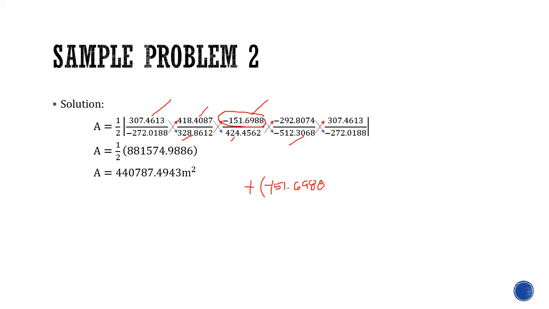151.6988 times negative 512.3068. Ganun mangyari. Plus pa rin kasi southeast yung direction ng pag-multiply mo. Okay lang. Plus pa rin. Okay, pero isasama mo yung negative sign. Okay, ganun. Yan, medyo mahaba kasi siya if ipapakita pa natin yung mahabang pinagmamultiply, no?